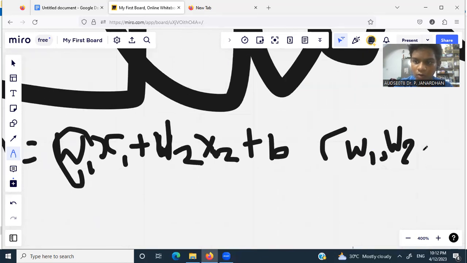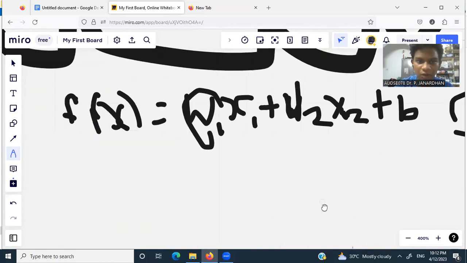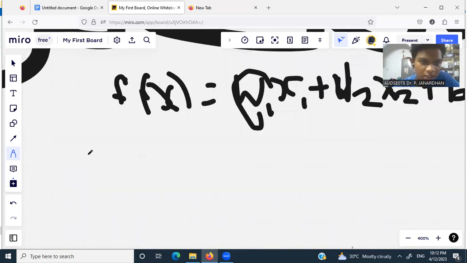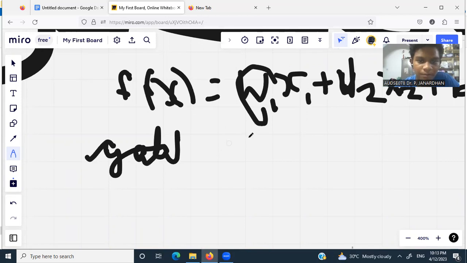W1, W2, B. These are the weights or parameters that should be changed while training, because W1, W2, and B are the only variables, the only values that we can change in the training loop. And hopefully, we want to make our f of x as close as possible to O, right? So I'll just write the goal: f of x close to O.